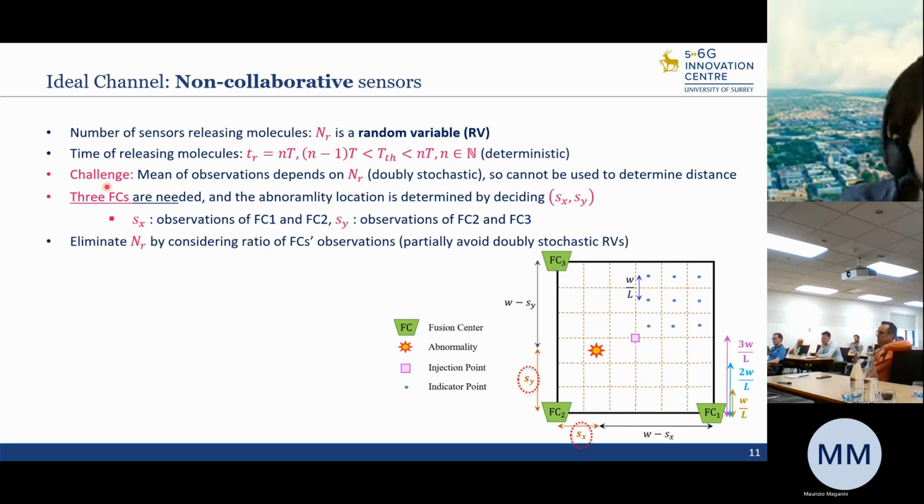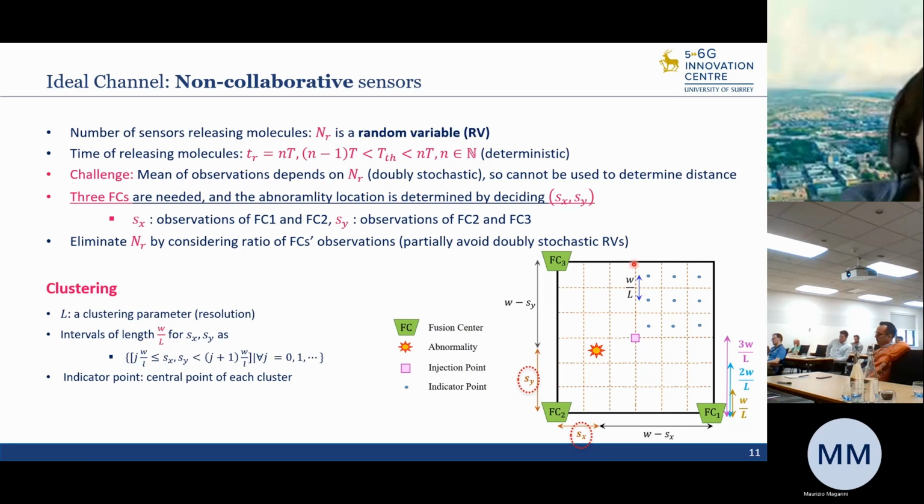To tackle this challenge, we use 3 fusion centers, and we estimate Sx using the observation from FC1 and FC2, and Sy from observation of FC2 and FC3. By this, we consider the ratio of the fusion centers' observations, and we eliminate N_R from the mean of the observations.